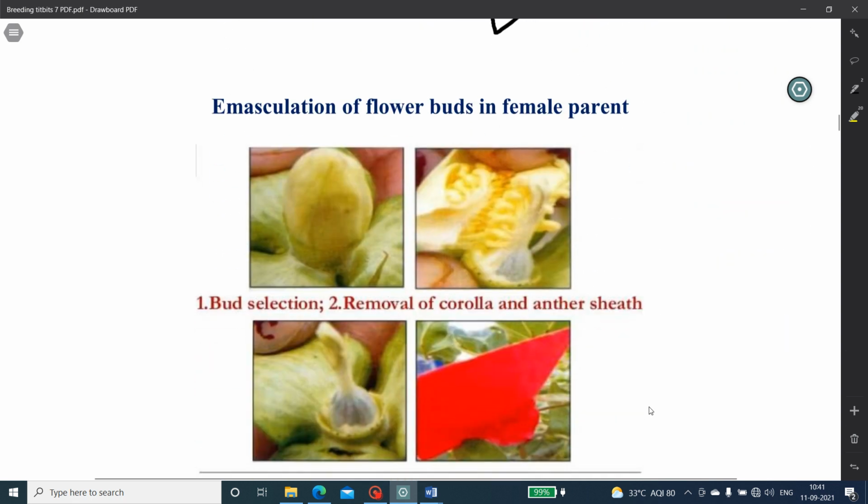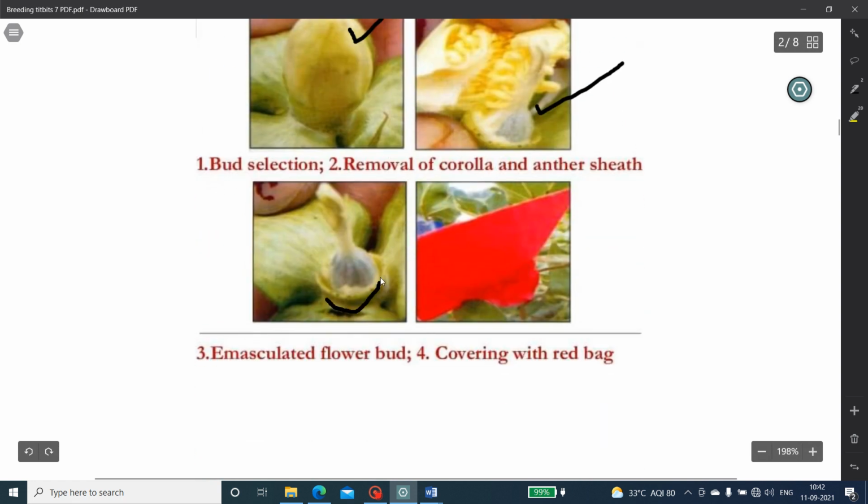Now let us see the hand emasculation technique. As I told earlier, you select the bud that is going to open tomorrow, and carefully, using your nail, you remove the androecium, the anthers, completely. After removal you can see the flower like this. This is the emasculated flower, and this is the ovary, this is the style, and this is the stigma.